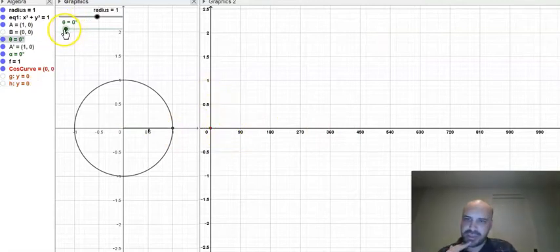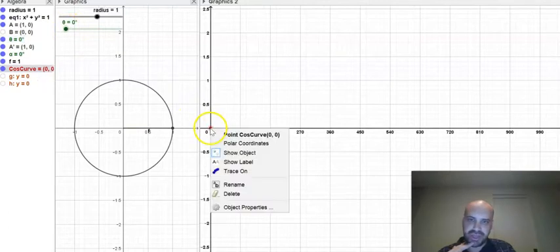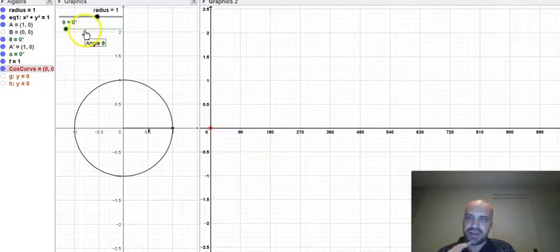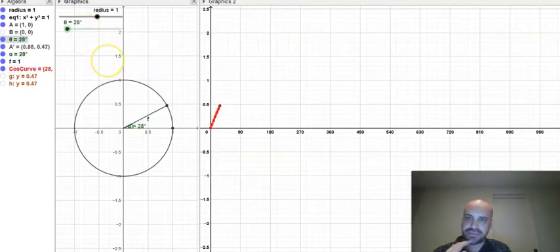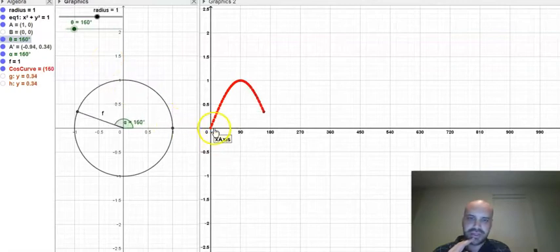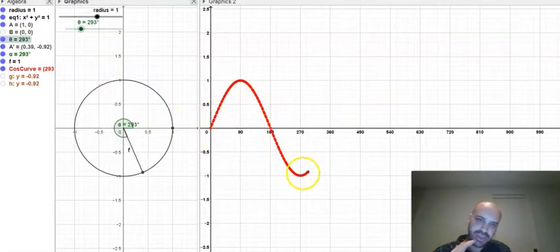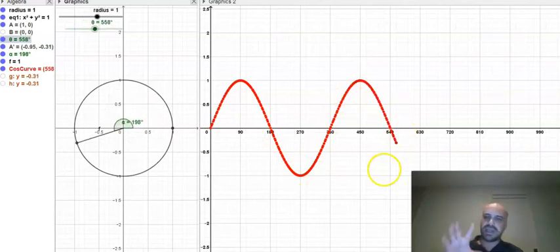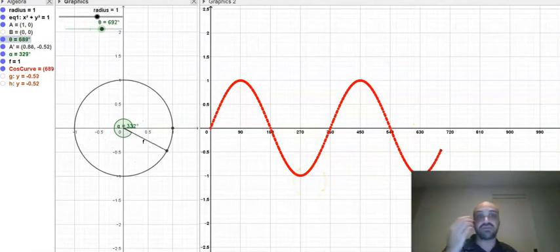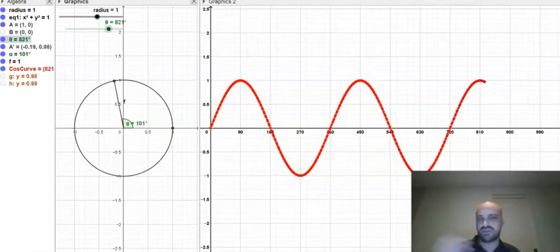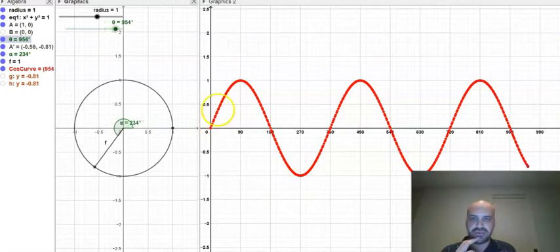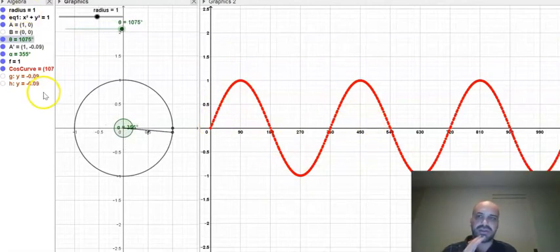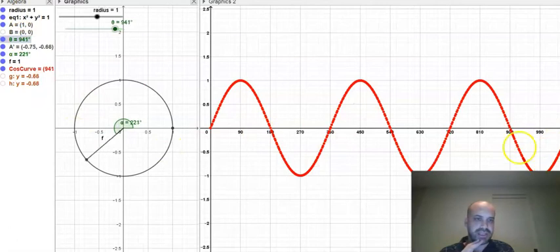Now, watch what happens. I'm going to turn the trace on this red dot here. And then I'm going to animate this. Watch this. Okay, you can see we get this nice shape here. And this is a periodic function, or a trigonometric function, or a trigonometric graph. It traces out what's happening on our unit circle. Oh, you can see it's coming back the other way again as that angle unwinds itself.